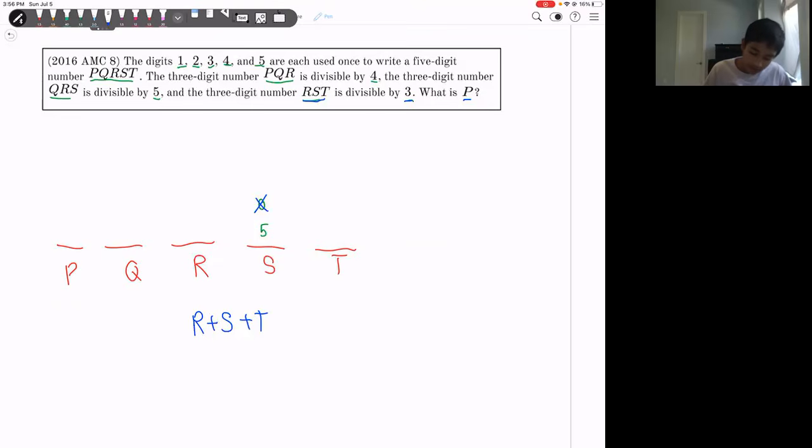Now look at R, S, T, see what values are possible. And note that this has to be equal to a multiple of 3, like 3, 6, 9, 12, 15, and so on. Many of these don't work, so see if you can try eliminating this. Now try to use this condition here to try and finish the problem.